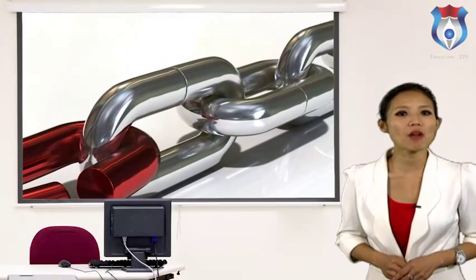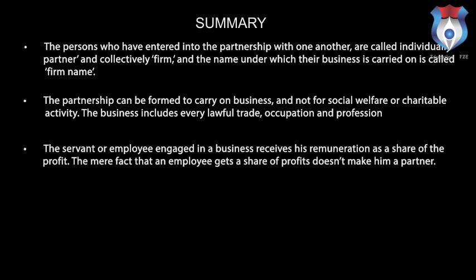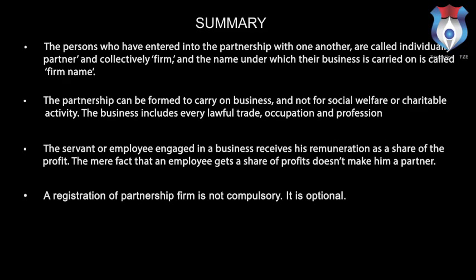Now in the end, let us summarize what we have learned in this lecture. Summary. The persons who have entered into the partnership with one another are called individually partners and collectively a firm, and the name under which their business is carried on is called the firm name. The partnership can be formed to carry on business and not for social welfare or charitable activity. The business includes every lawful trade, occupation and profession. The servant or employee engaged in a business receives his remuneration as a share of the profit. The mere fact that an employee gets a share of profit does not make him a partner.